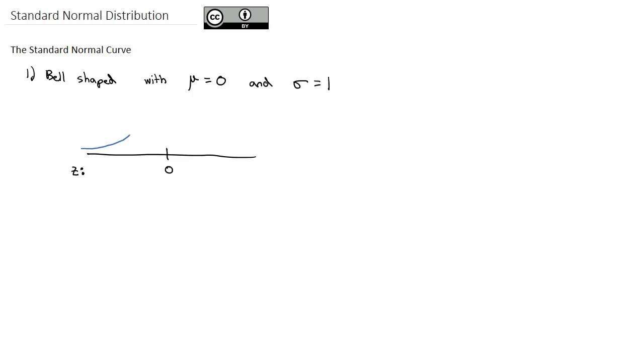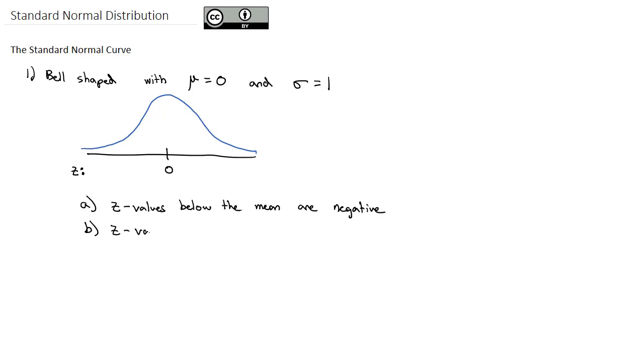And the curve starts low, comes up high, and comes back down. You'll recognize this from when we talked about the empirical rule. And as we look at this picture, z-values below the mean are negative, and z-values above the mean are positive.